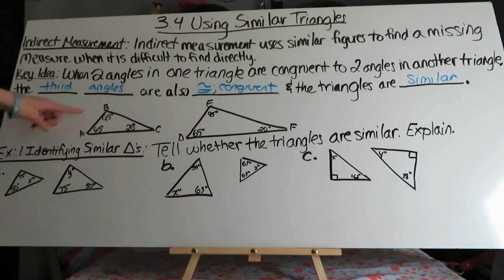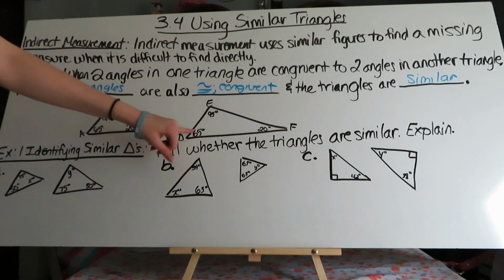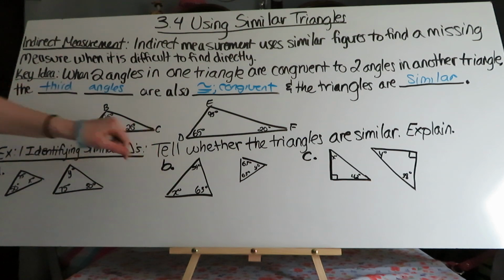So here we have triangle ABC, triangle DEF. 65 degrees is at angle A and D. B and E have 95 degrees and angle C has 20 degrees, along with angle F. So, identifying similar triangles: tell whether the triangles are similar and explain.